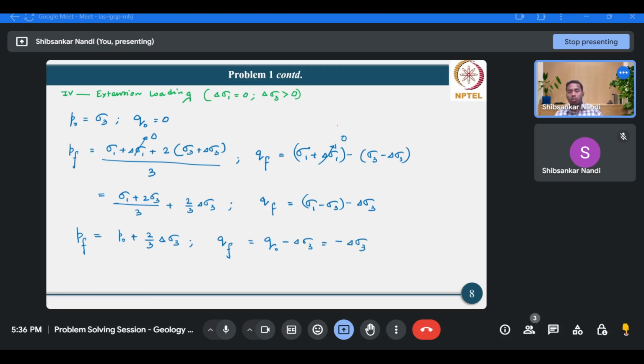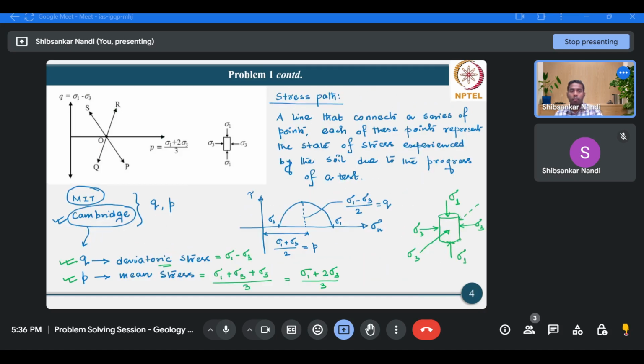If we try to plot, QF will be decreasing whereas PF will be increasing. So this is P, this is Q, and this should be the stress path. This should be O, Q0, P0, and this will be OP.